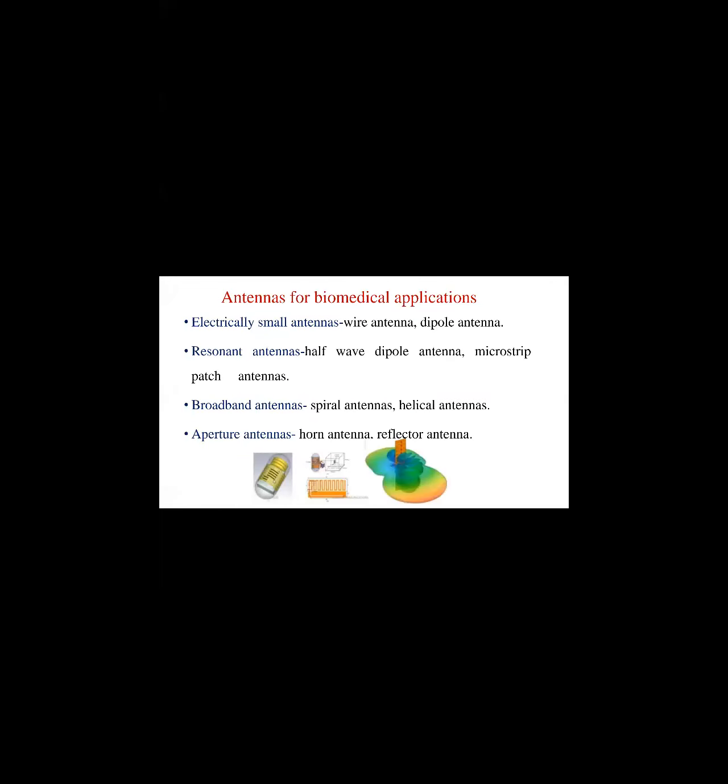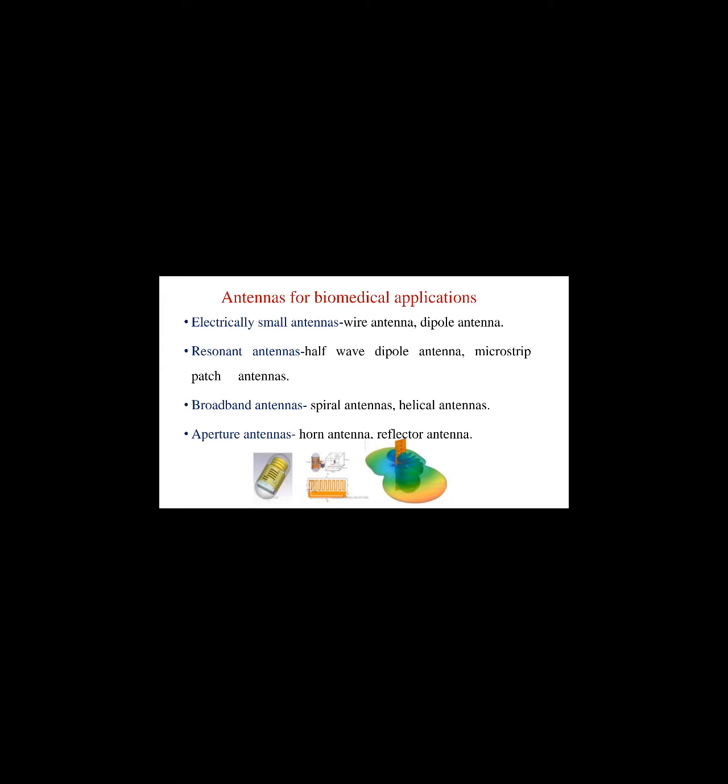In general, antennas for biomedical applications are categorized into four types: electrically small antennas, resonant antennas, broadband antennas, and aperture antennas. For electrically small antennas, we consider wire antennas and dipole antennas. Dipole and wire antennas are electrically very small, so they come under the category of biomedical application antennas. A resonant antenna is a lambda by 2 antenna, that is a half-wave dipole antenna. Especially microstrip patch antennas work as resonant antennas, and they can also be designed and implemented for implantable applications.